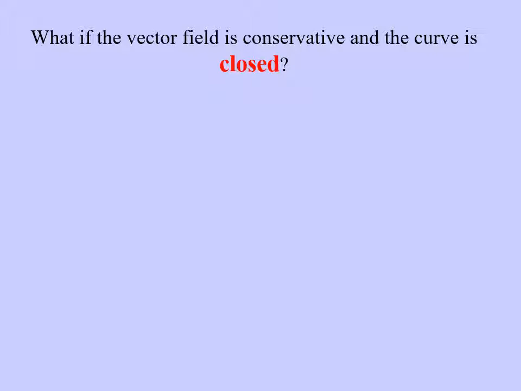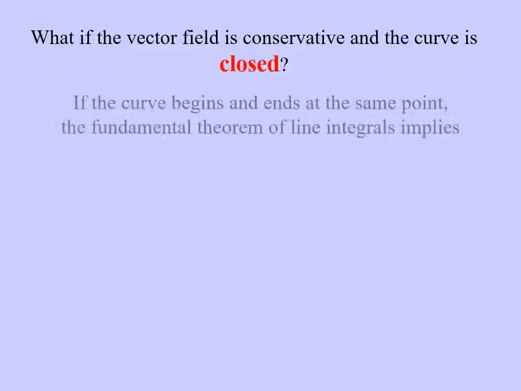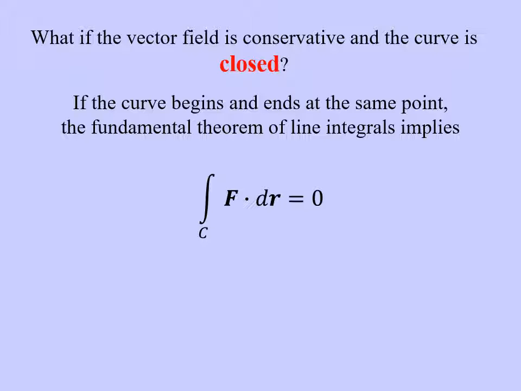Now, one last observation concerning conservative vector fields, and that is, what if we have a closed curve? Well, you can probably figure this one out yourself. If your curve begins and ends at the same point, and the fundamental theorem of line integrals says you substitute the endpoints and subtract, then you'll be subtracting the same two values.